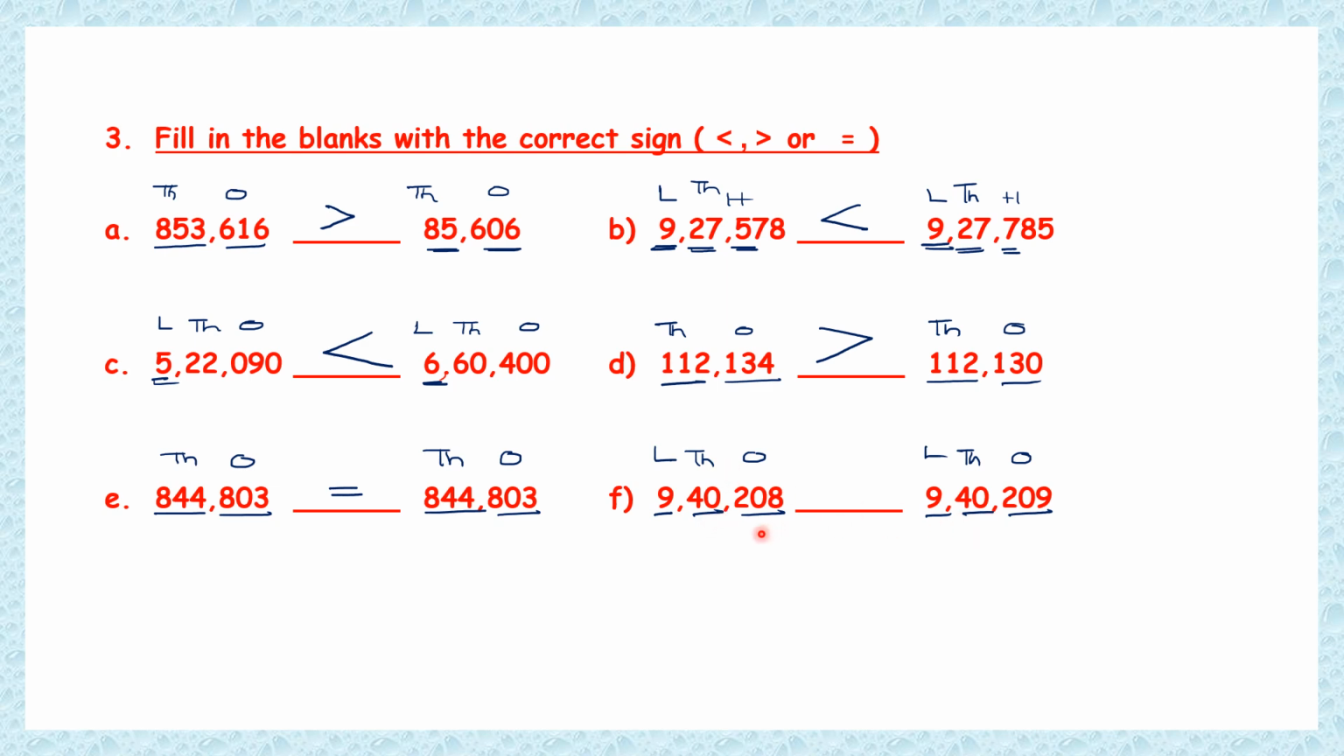Let's look at the ones period. 208 and here it is 209. So which is greater? This is greater. So let's read the numbers. 9,40,208 is smaller than 9,40,209.